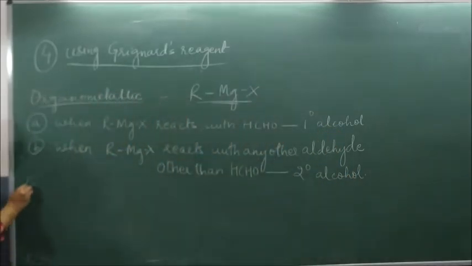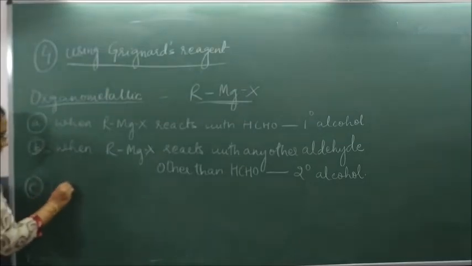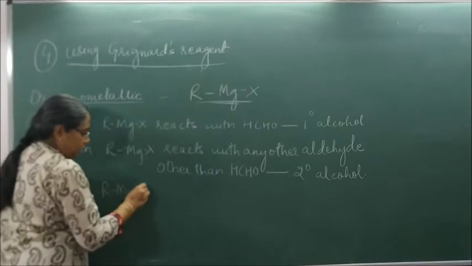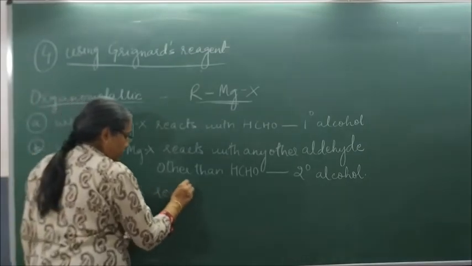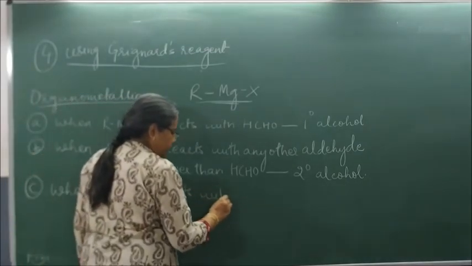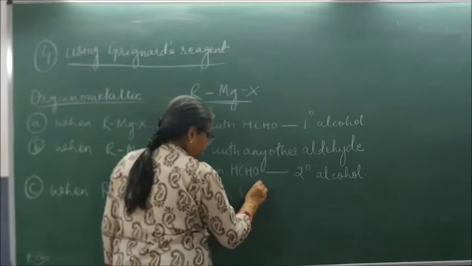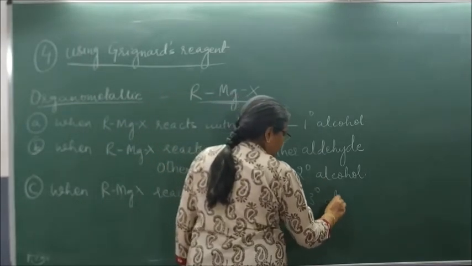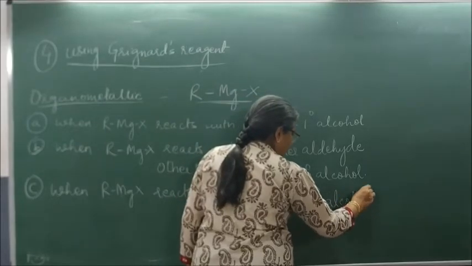And now the third part. What is the third part? When RMgX reacts with ketone, it gives what alcohol? Tertiary alcohol.